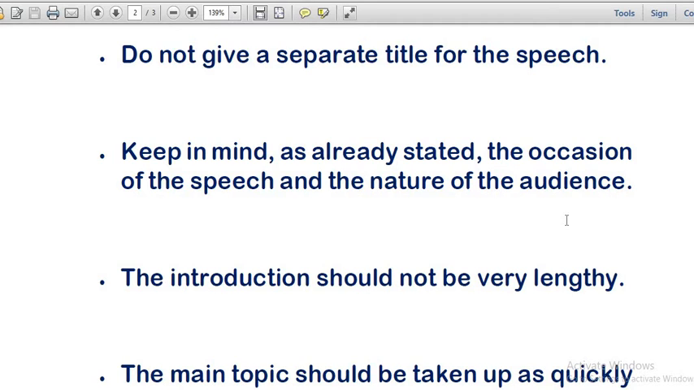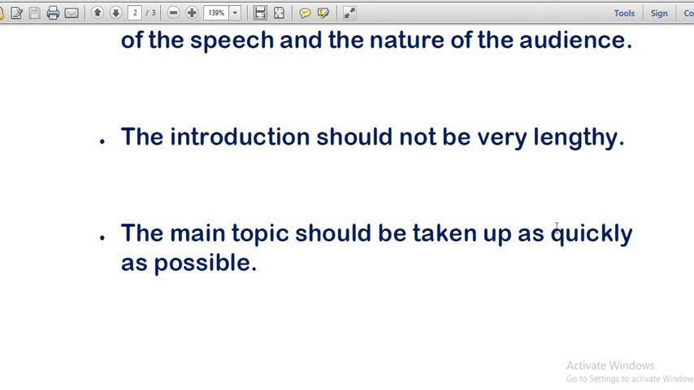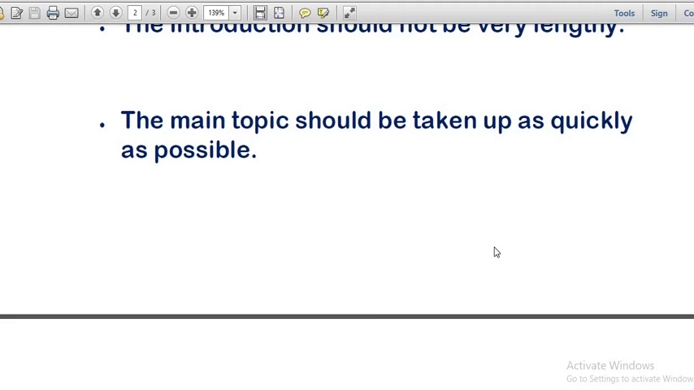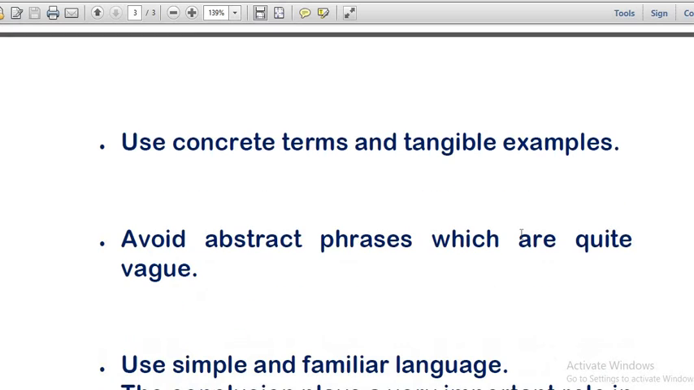And remember, as I told you, these are all related with the technical aspect of the speech. These are all related with the structural aspect of the speech, that the introduction should not be very lengthy at all. And remember, the main topic should be taken up as quickly as possible. After giving a short intro, you should deal with the main topic. So the main topic should be taken up as quickly as possible.